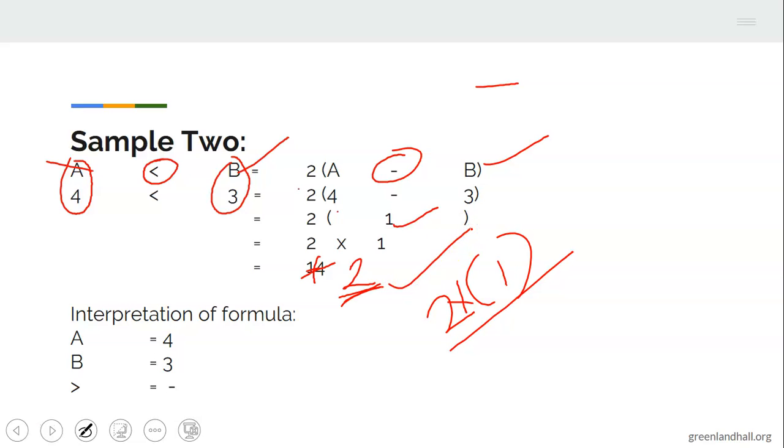Now, remember interpretation of formulas here. A is equal 4, B equals 3. Then a greater than or less than sign here should be plus or minus.